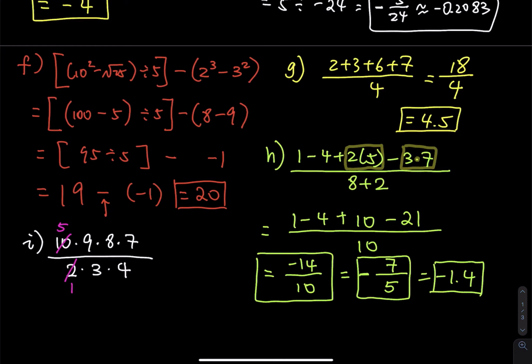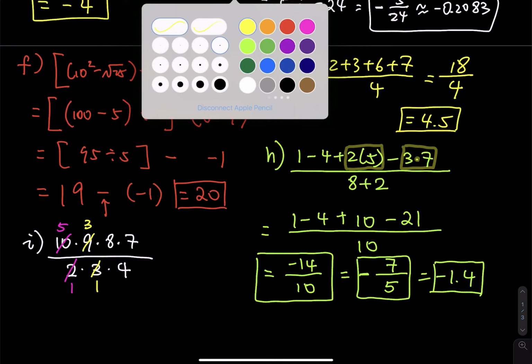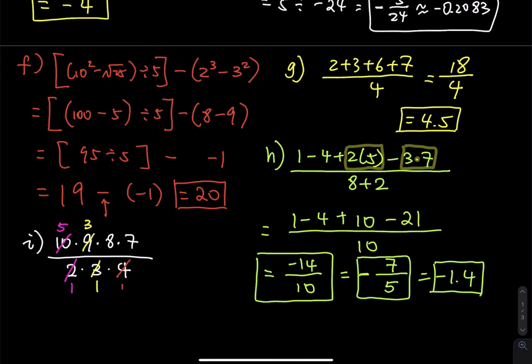And then we can simplify the 9. 3 divided by 3 is 1. 9 divided by 3 is 3. And then we can simplify the 8. So for the 8, 4 divided by 4 is 1. 8 divided by 4 is 2. So you have 5 times 3 times 2 times 7. So 5 times 3 is 15. 15 doubled, you have 30. 30 times 7, you have 210. So that is equal to 210.